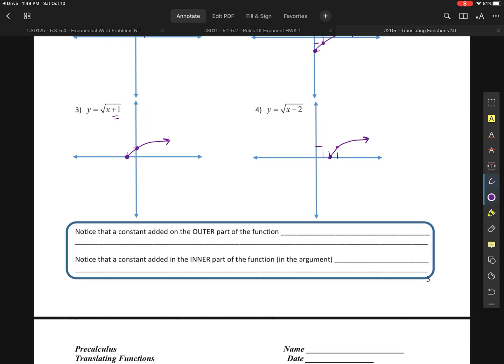So, again, outer part of the function, up and down. Inner part of the function, left, right. Now, with the up-down, I feel like it makes sense. You see a +2, it's going up 2. You see a -4, it's going down 4. With the left, right, we basically do the opposite. So if I have x minus 2 plus 6, this graph is going to the right and up 6.